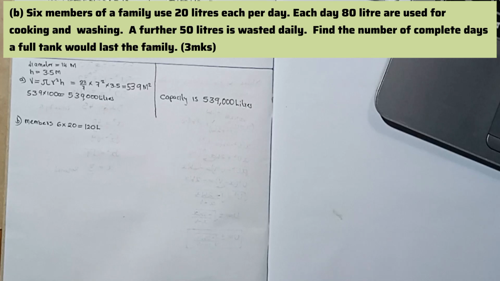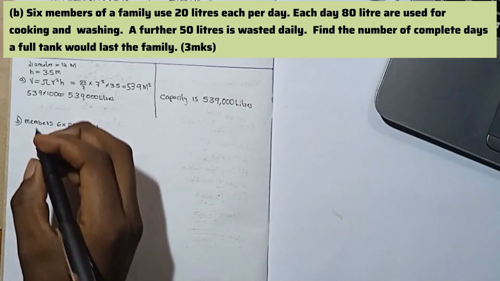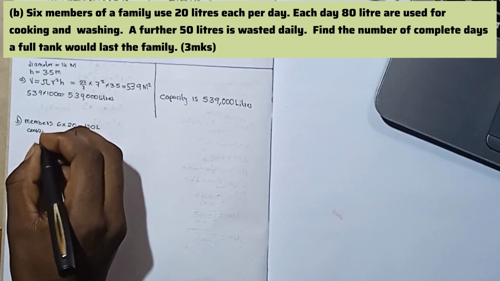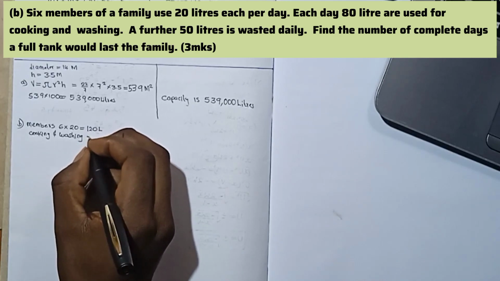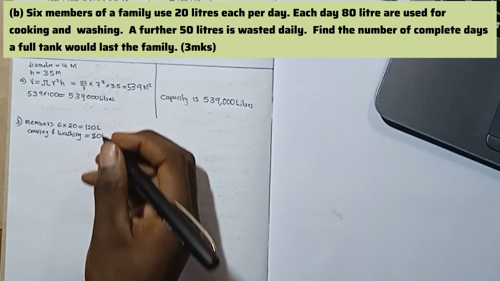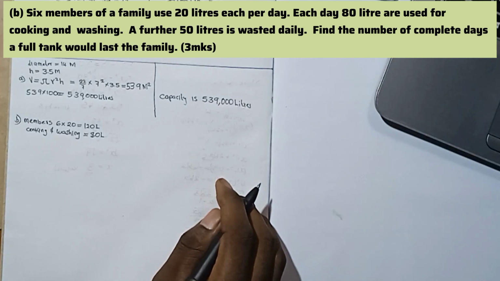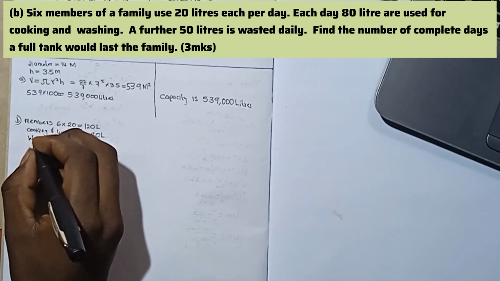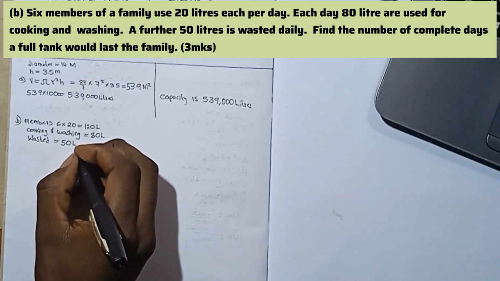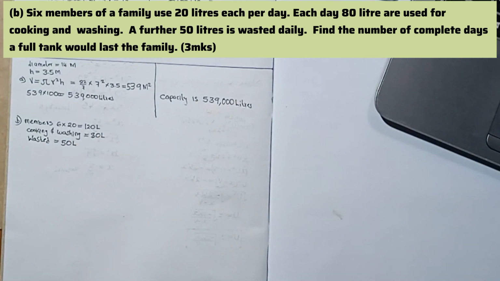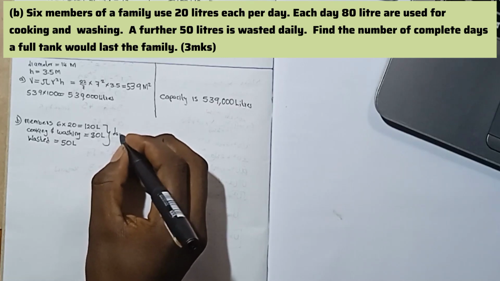And the question continues, each day 80 liters are used for cooking and washing. So cooking and washing is equal to 80 liters. A further 50 liters is wasted daily. Wasted is equal to 50 liters. So this is daily.